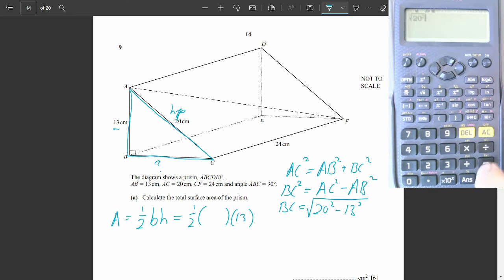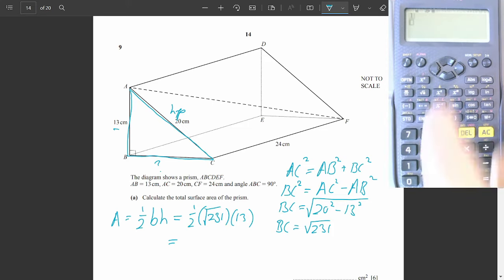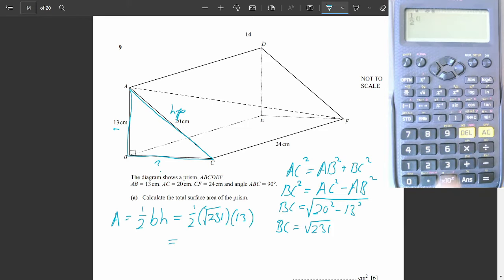20 squared minus 13 squared. Right, we can write all those digits. More accurate would be to use the root answer, so we don't have to round anything, but we have fewer digits to write. So 231. Okay, now we got that, we can work out the area of the front face.